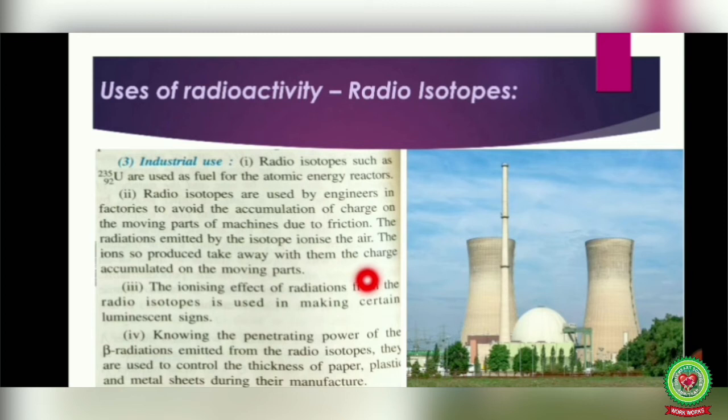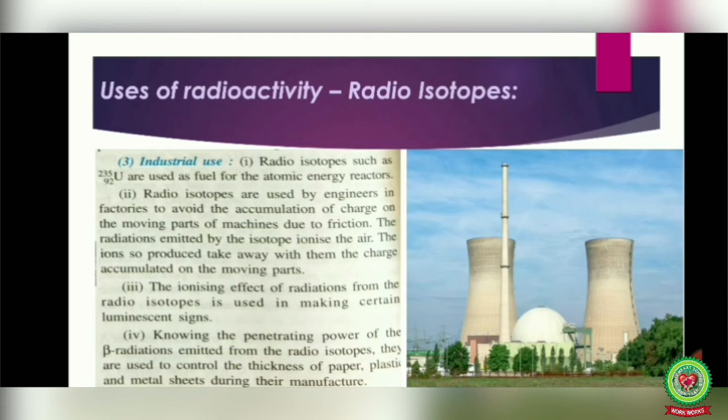You must have seen signboards, radium signboards, at the side of the roads. This is none other than the ionizing effect of radiations from radioisotopes. Knowing the penetrating power of beta radiations emitted from radioisotopes, a radioactive element, they are used to control the thickness of paper.